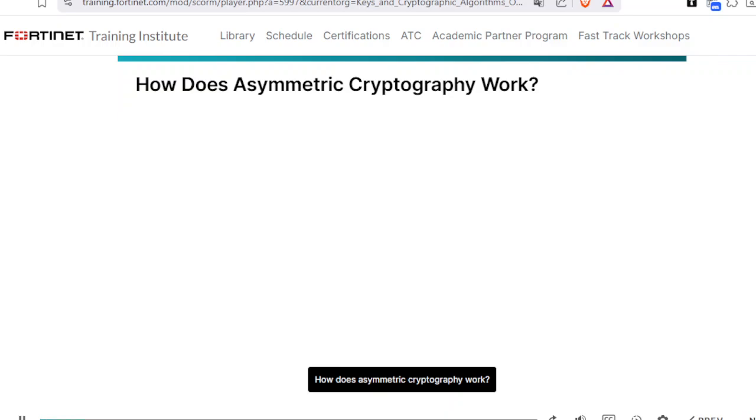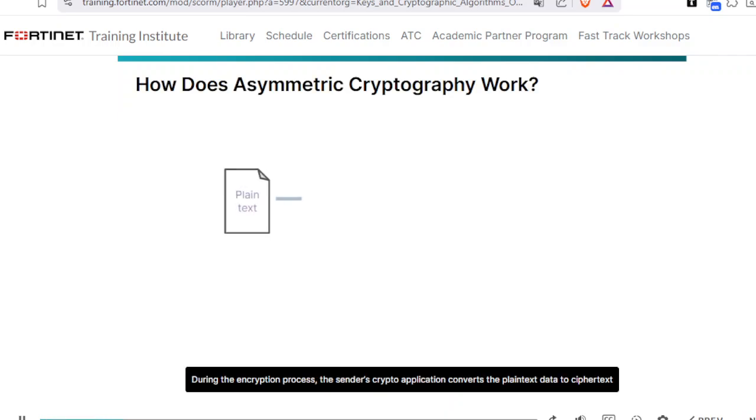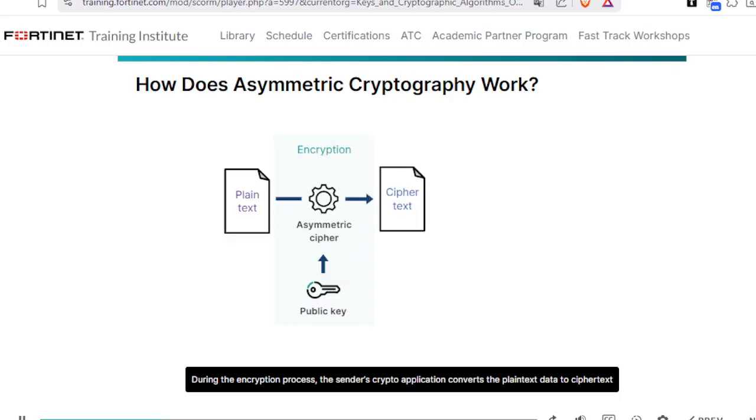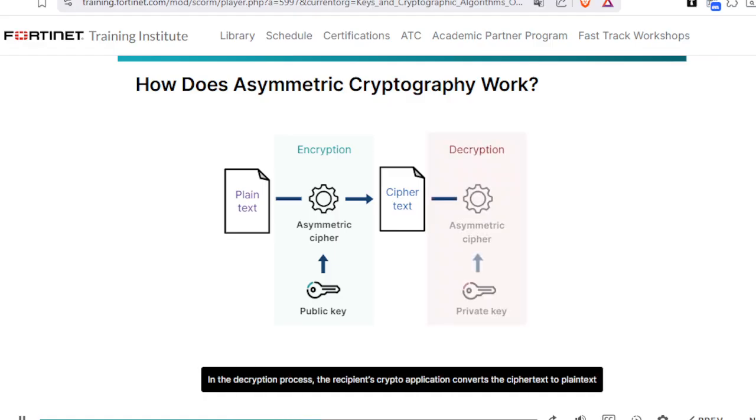How does asymmetric cryptography work? During the encryption process, the sender's crypto application converts the plaintext data into ciphertext using the recipient's asymmetric public key and asymmetric cipher. During the decryption process, the recipient's crypto application converts the ciphertext to plaintext using their private decryption key and the same asymmetric cipher that the sender used.